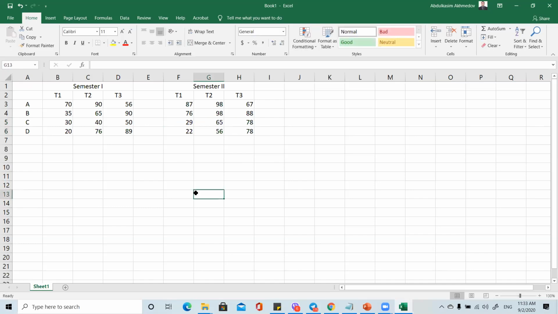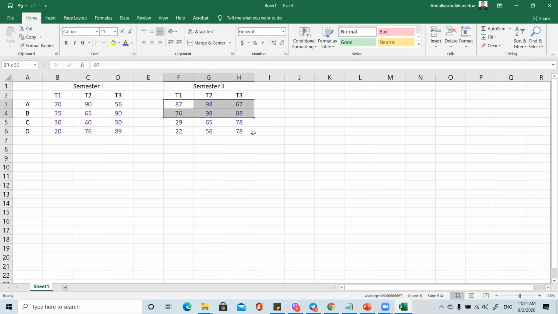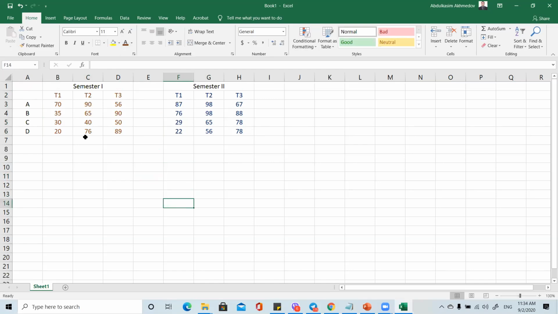Anyway, so these are their scores, and this one is, let's say, semester 2. Okay, you can see the difference. This one is semester 1. Let's say there's something like this, right? And let's say this is test 1 in the first semester, test 2 in the second semester, test 2 and 3.